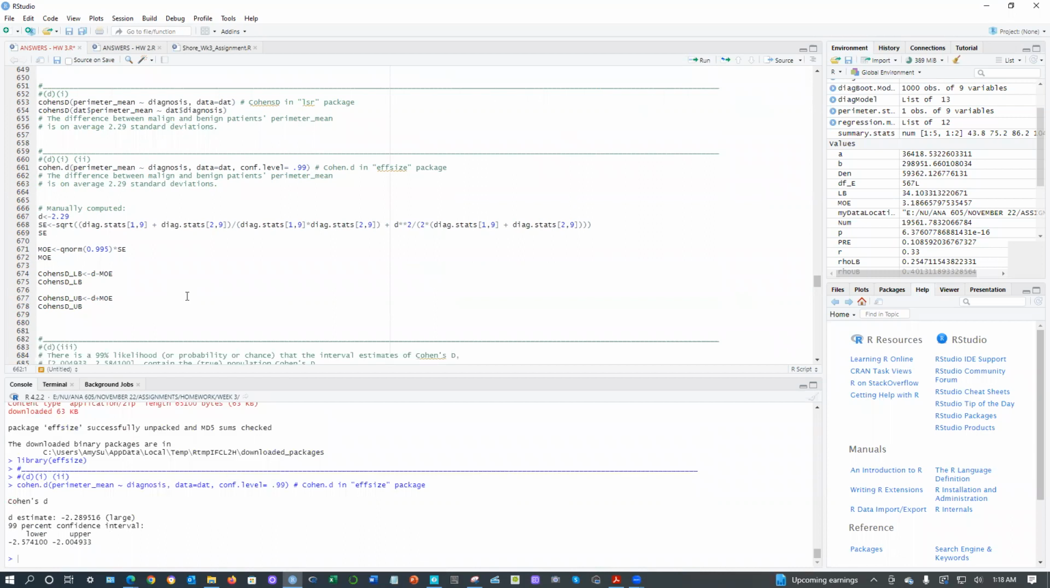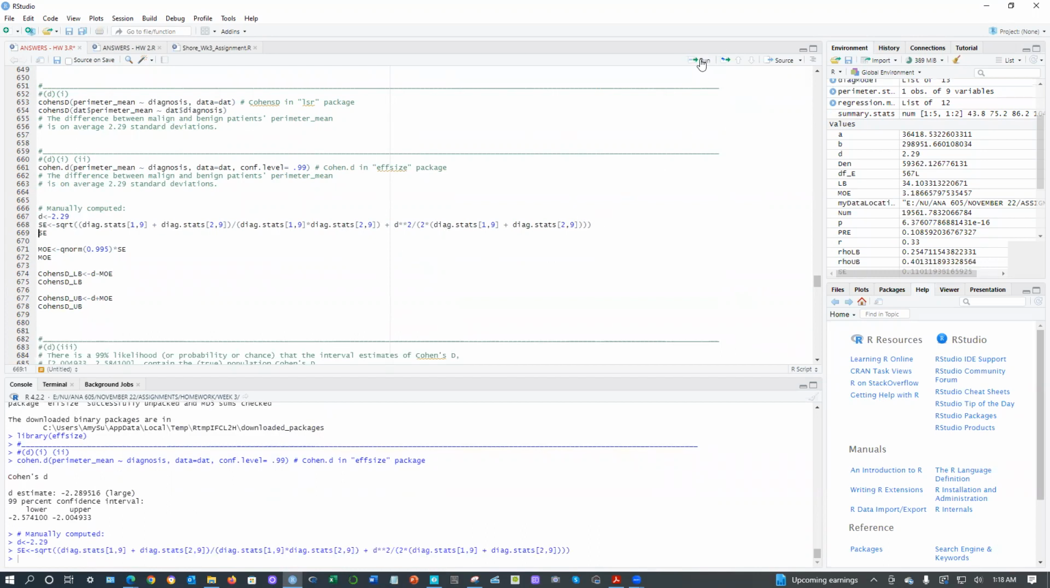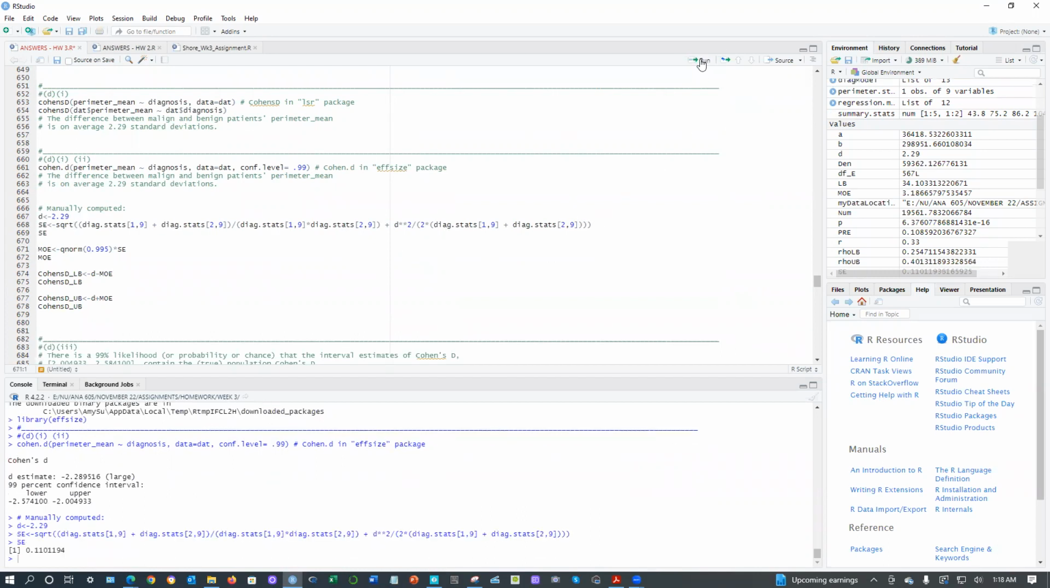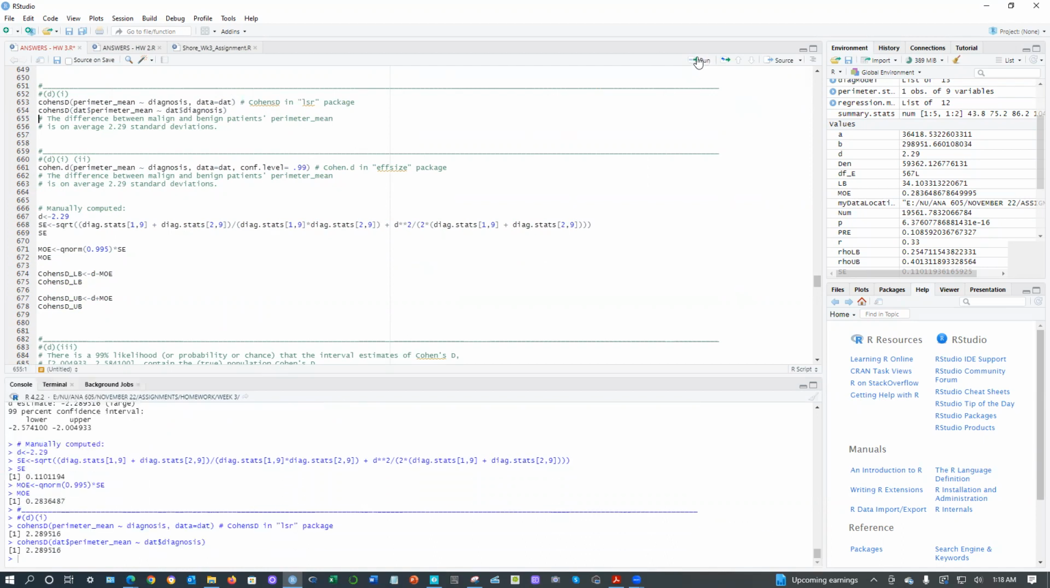So 2.29. Manually, see the calculation, 0.11, 0.28. So it's based on that. Cohen's D, 95% Cohen's D, it's the default, you don't have to give the label.